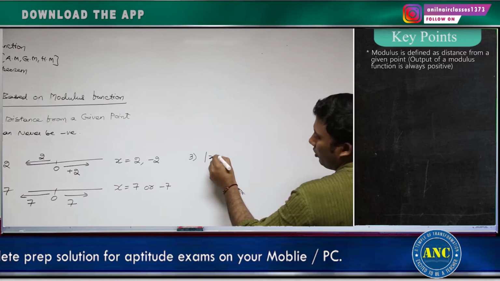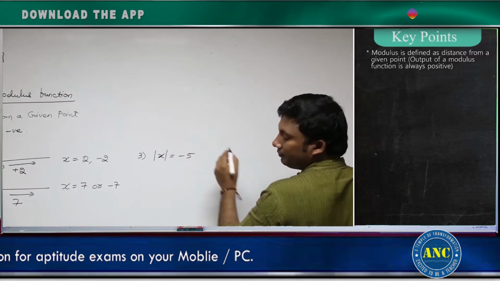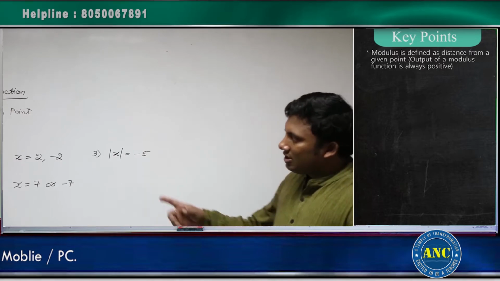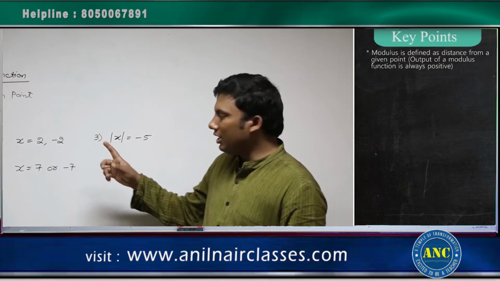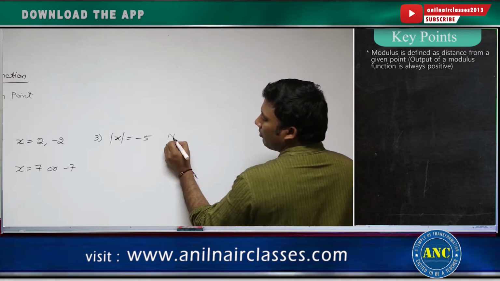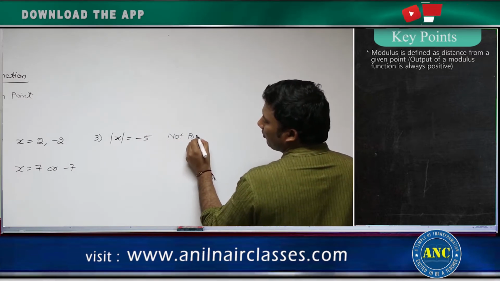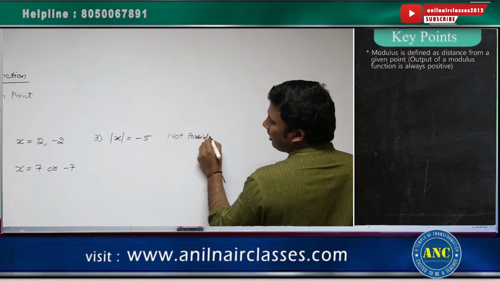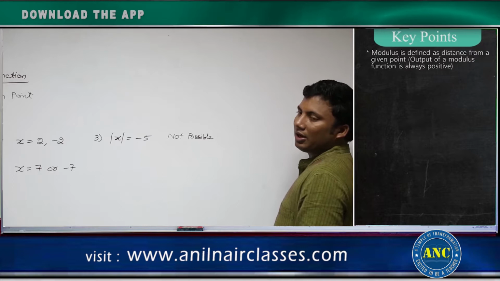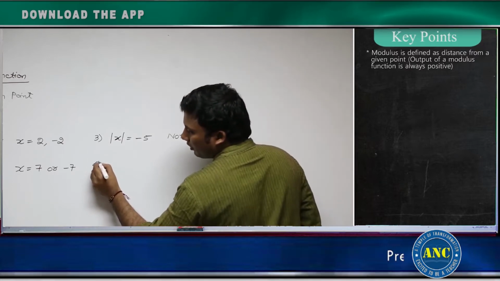Third one. Mod x equivalent to minus 5. Modulus is the distance. Distance can never be negative, but the output here is minus 5. So answer is not possible. Modulus can never give a negative value. It's an inconsistent equation. No value of x can give you minus 5.